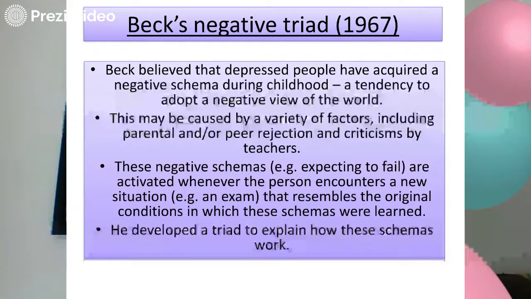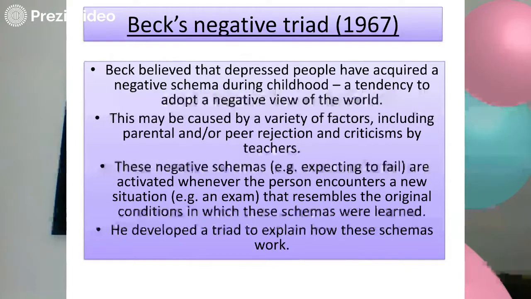This could be caused by a number of things, so it could be caused by parental rejection, peer rejection, criticism by teachers. I know that sometimes you feel like you're always told that you can't do something throughout school, and that can manifest itself. And then when you get to college or university, you already have a negative schema and a negative perception of education in general and of yourself. You don't have the belief in yourself that you can do something.